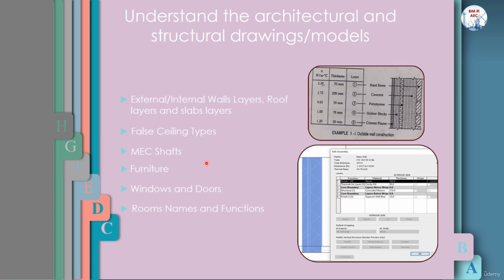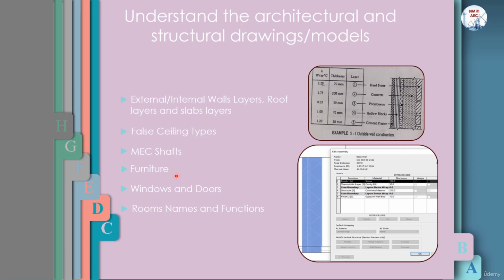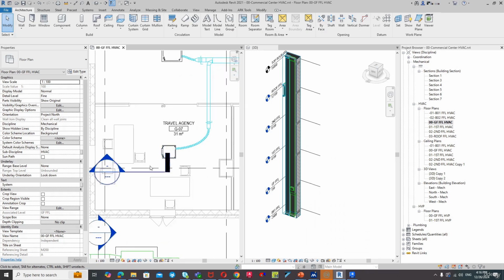It's important to check the shafts of the building, the mechanical shafts which you are going to use to place the duct and pipe risers. Also, the furniture is important as well to know the number of people in the space. As you know, we have latent load and sensible load from people to be added to the total load. So the furniture is important.